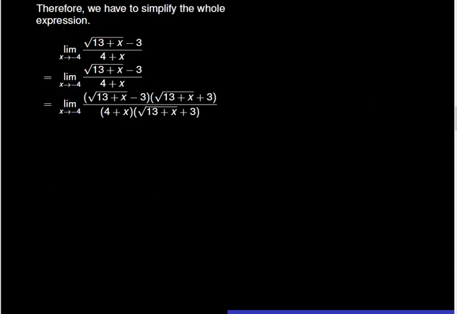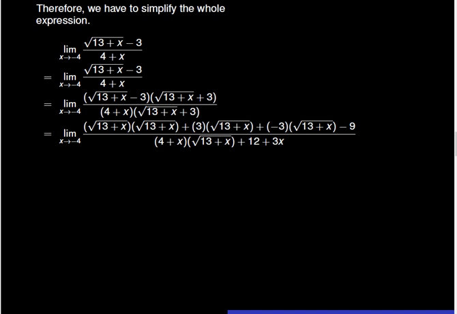It comes that the numerator has a radical term. This implies that we need to multiply the numerator and the denominator by the conjugate of the numerator. The conjugate expression of square root of 13 plus x minus 3 is square root of 13 plus x plus 3. Then we expand the whole expression in order to simplify the fraction.